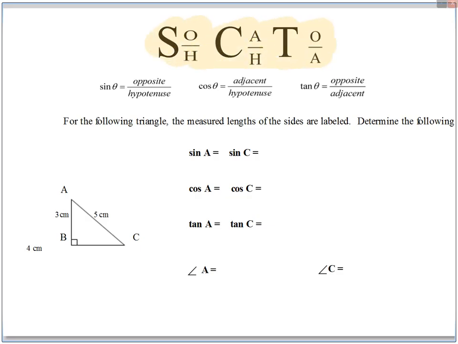SOHCAHTOA. Does everybody see that? It's a mnemonic. Okay, SOHCAHTOA. And then the thing underneath is what's on your formula sheet. So this is what you get on your formula sheet, okay? What do you do when you're solving for sides? What do I put on the left side? You put those little ones there if you're solving for sides.